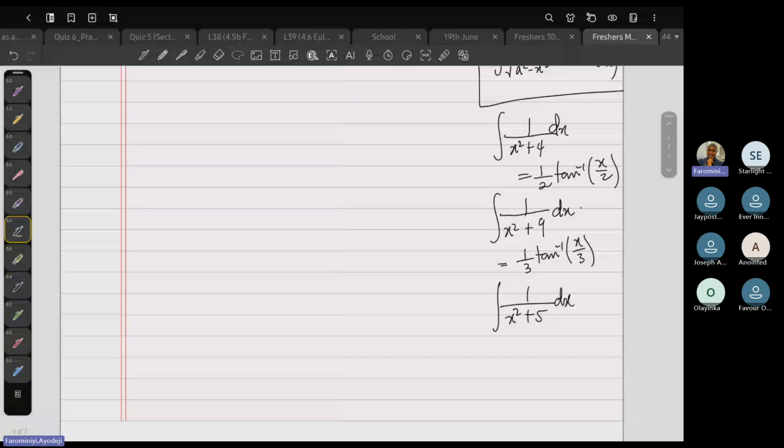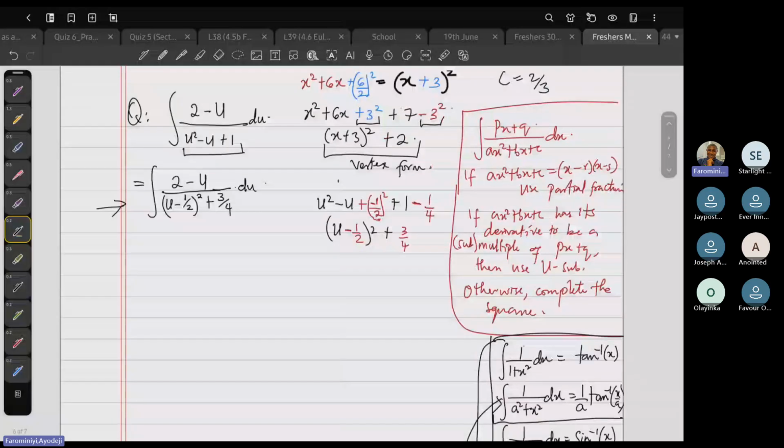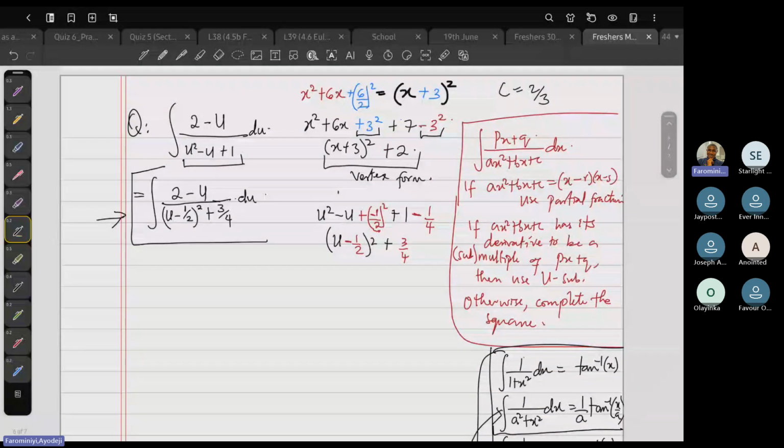Enoch or Joseph, can one of you tell us what the integral of it is? 1 over root 5 tan inverse x over root 5. Good, thank you. Root 5. Good. So this is the main idea of what we want to do here.